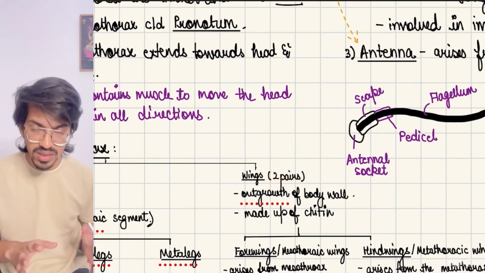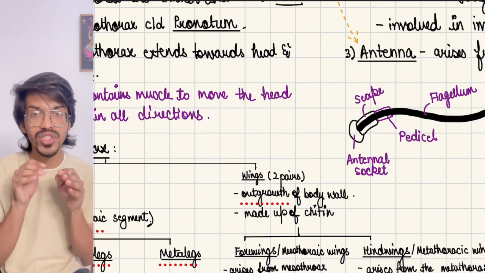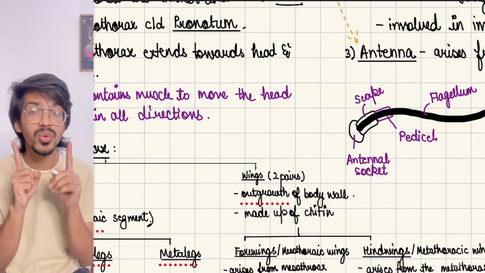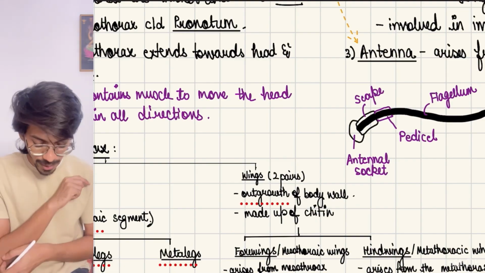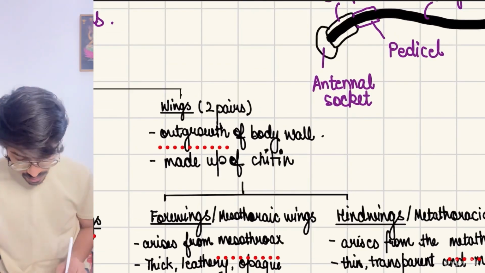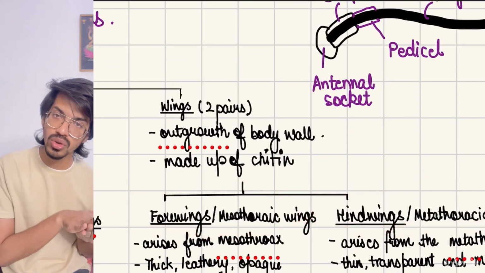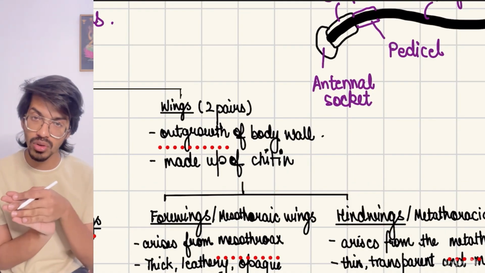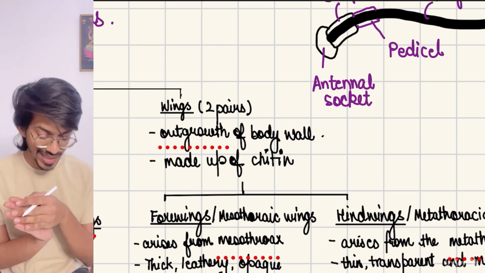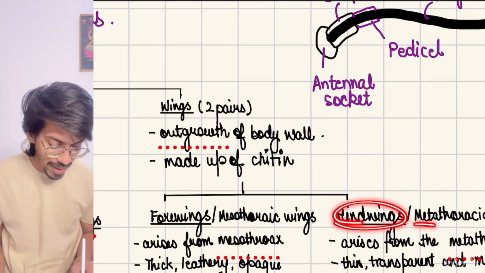Normally these wings are present on wing pads, which are only formed during the 12th nymphal stage. These wings are 2 pairs in number. The fore wings are called mesothorax wings, because they arise from the mesothorax segment, and the hind wings are the metathorax wings.